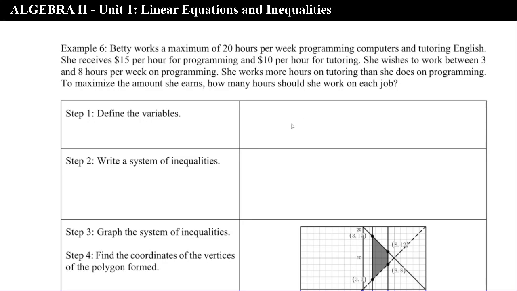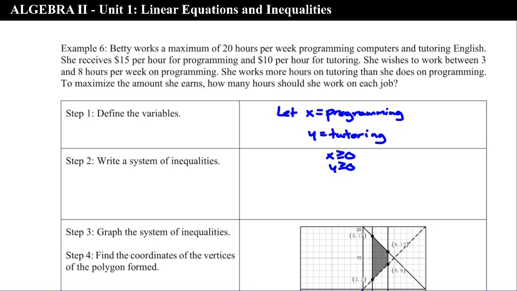So just like before, let's start by defining our variables. Let's let X be the amount of time she spends on programming. And let's let Y be the amount of time she spends on tutoring. All right, let's figure out what our system of inequalities is going to be. And as always, when we're dealing with time, we know that X has to be greater than or equal to 0, and we know Y has to be greater than or equal to 0, because you cannot spend negative time doing either of these jobs. Well, let's see what else we have.